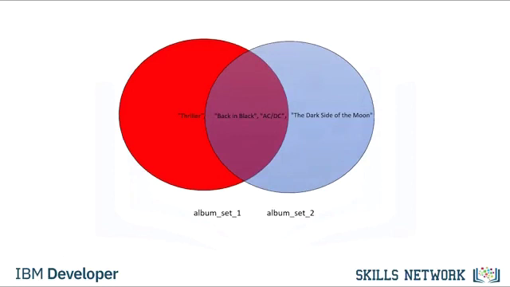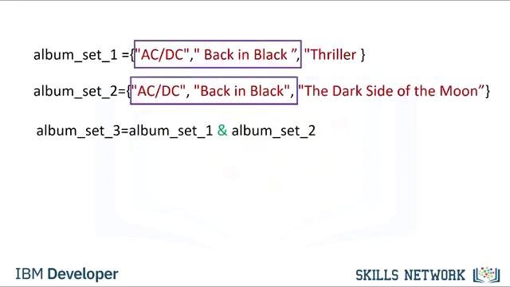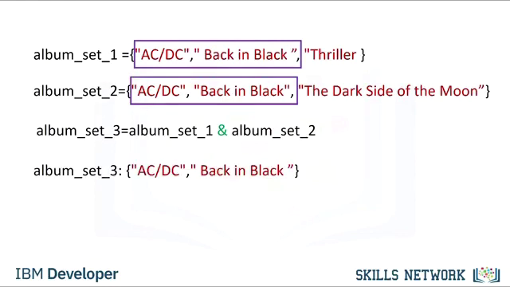If we overlay the values of the set over the circle, placing the common elements in the overlapping area, we see the correspondence. After applying the intersection operation, all the items that are not in both sets disappear. In Python, we simply place the ampersand between the two sets. We see that both AC/DC and Back in Black are in both sets. The result is a new set, album set 3, containing all the elements in both album set 1 and album set 2.